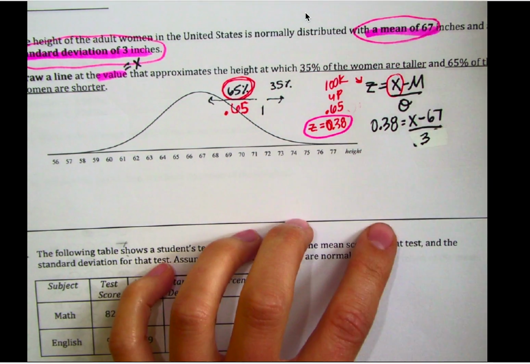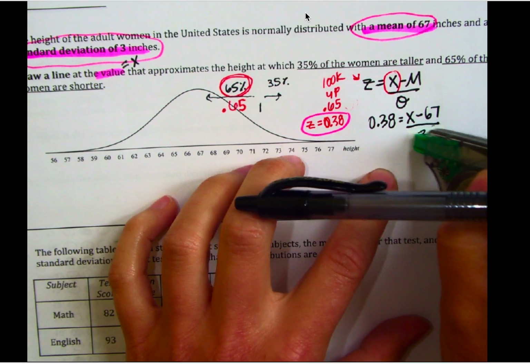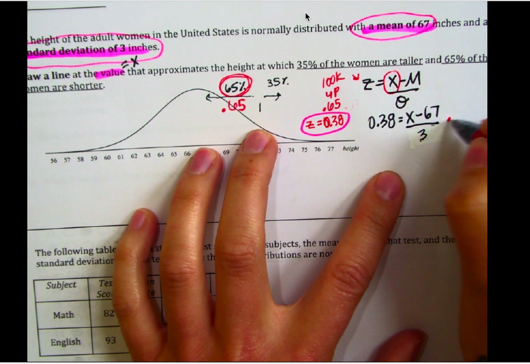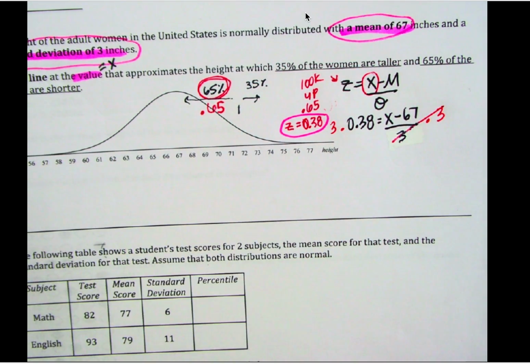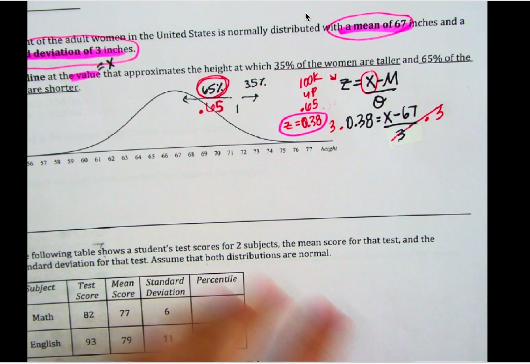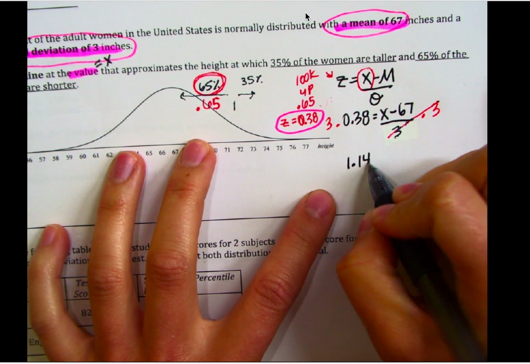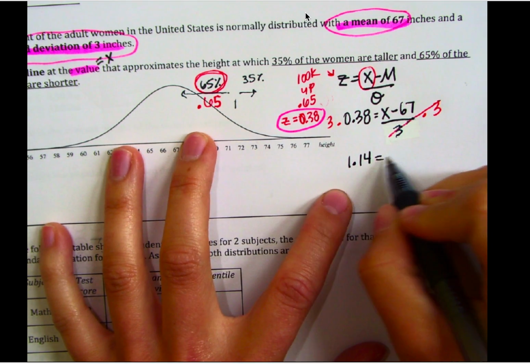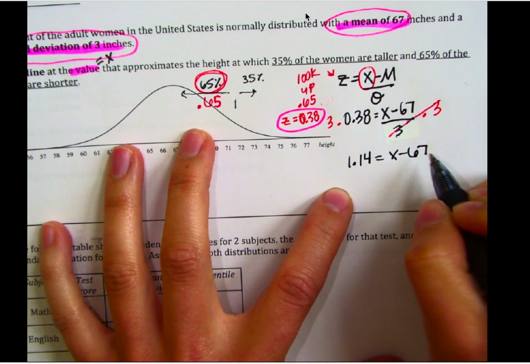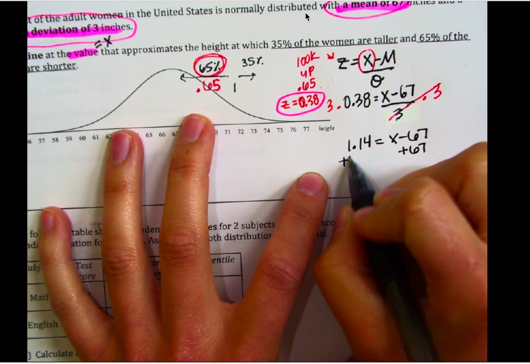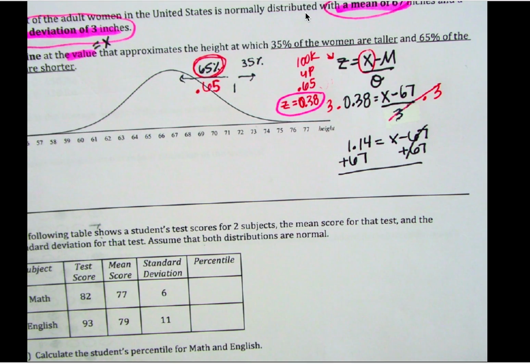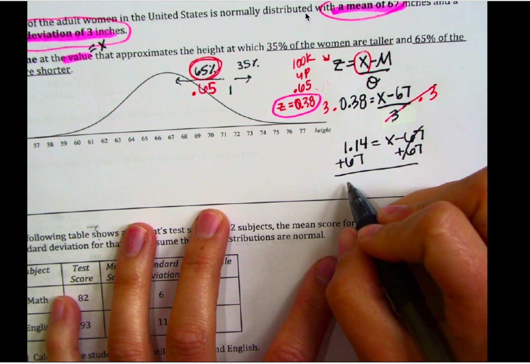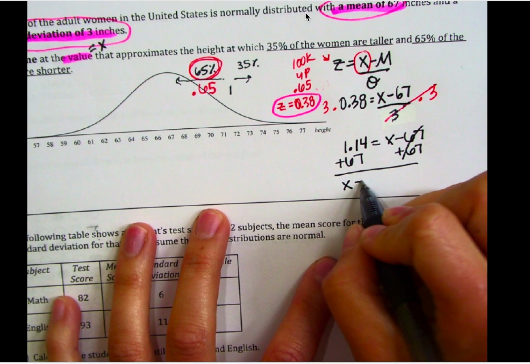So to get rid of the 3 on the bottom of my fraction, I'm going to multiply both sides by 3. So these 3's are going to cancel. I'm left with 3 times 0.38, and I get 1.14. I'm going to multiply those, and that's equal to X minus 67. Then to solve, I'm adding 67 to both sides. So 1.14 plus 67 gives me a value of 68.14.